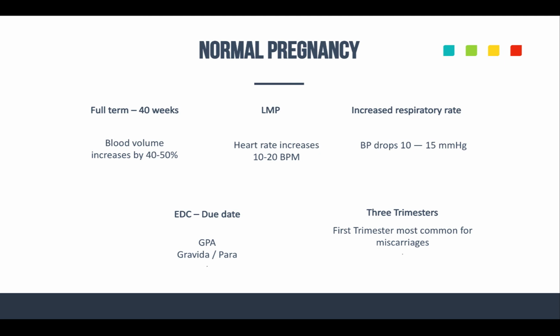Now, keep in mind, it's three trimesters, okay? Each one is about 13 weeks, right? And keep in mind, the first trimester is going to be the most common time for the mother to have a spontaneous abortion or a miscarriage, okay? And find out the GPA, right? The gravida, para, or miscarriages and abortions. All right, important to know this type of stuff during any normal pregnancy.